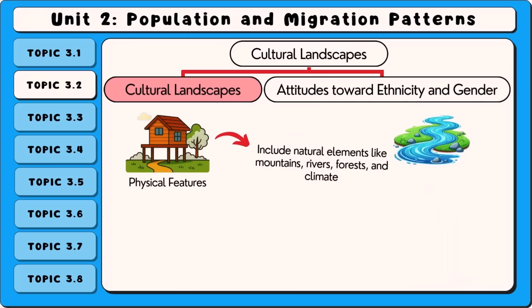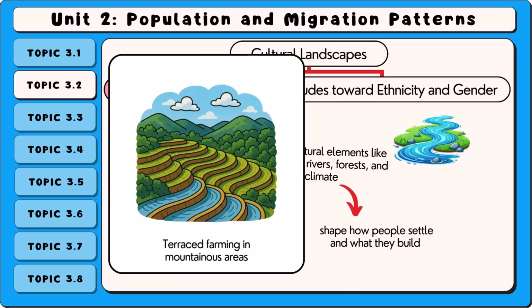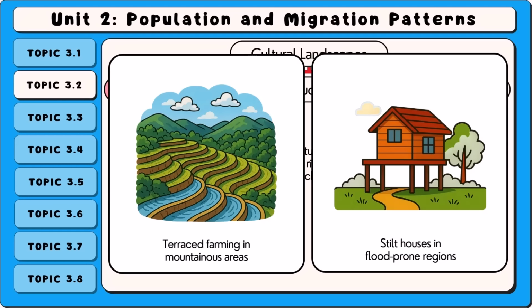Physical features include natural elements like mountains, rivers, forests, and climate. These shape how people settle and what they build. For example, terraced farming in mountainous areas or stilt houses in flood-prone regions are adaptations to physical features that become part of the cultural landscape.